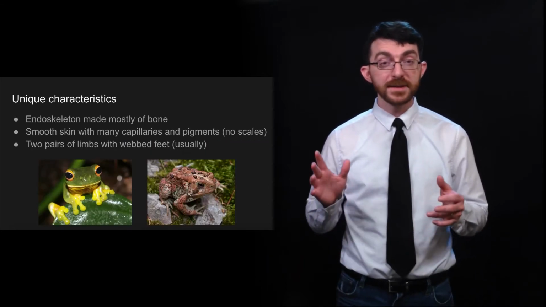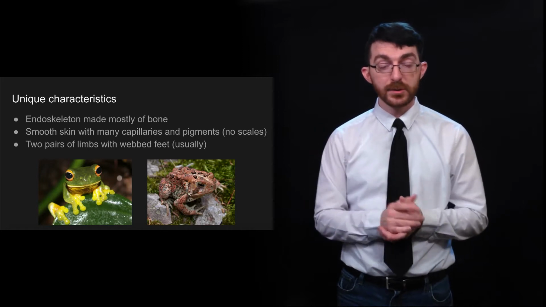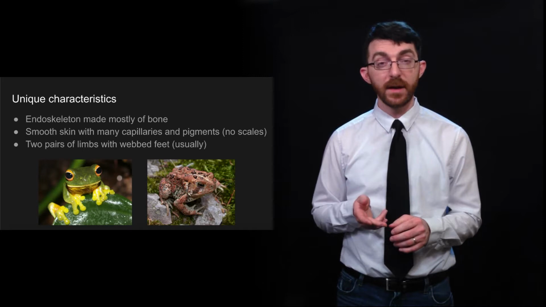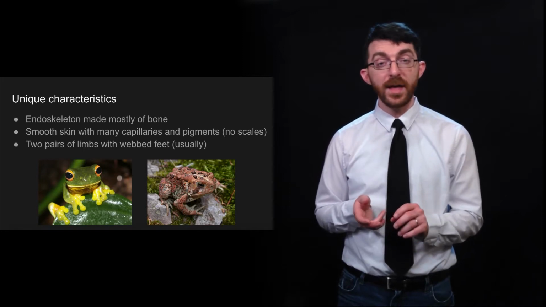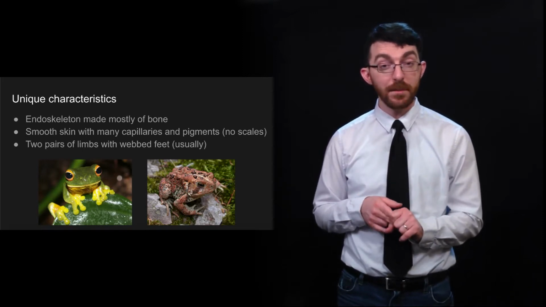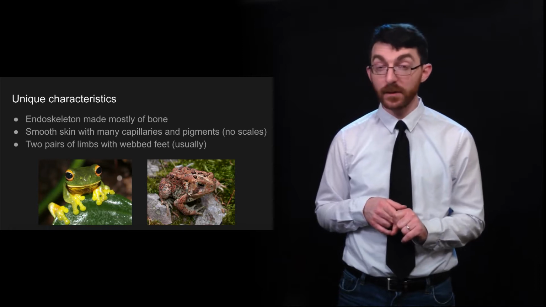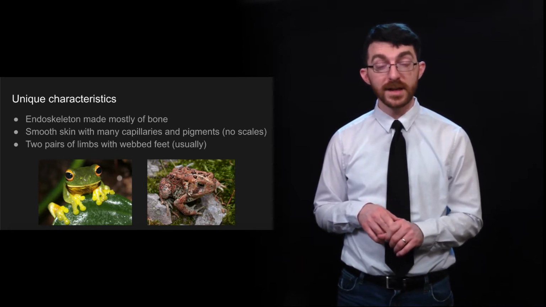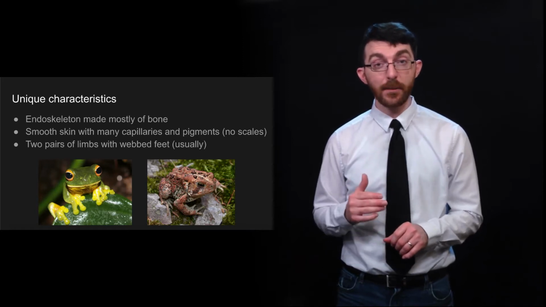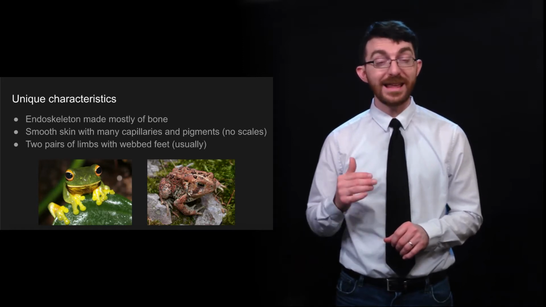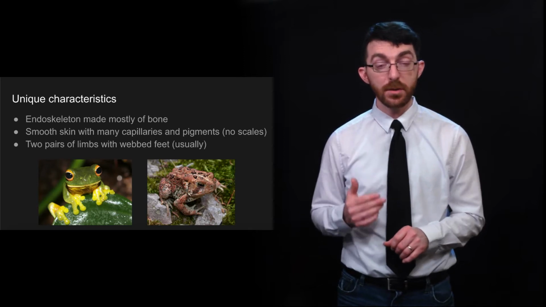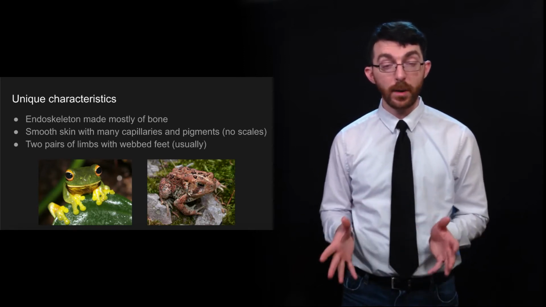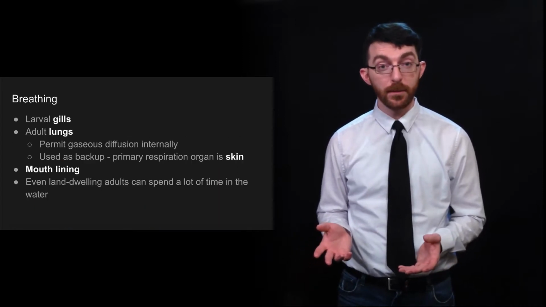So what makes amphibians unique? They have an endoskeleton made mostly of bone, which you'd expect if they're a class of vertebrates. They have smooth skin with many capillaries and pigments, but no scales. The many capillaries in their skin are important because gases like oxygen and carbon dioxide are able to easily diffuse through those walls and through their skin. They'll have two pairs of limbs with webbed feet, at least usually.